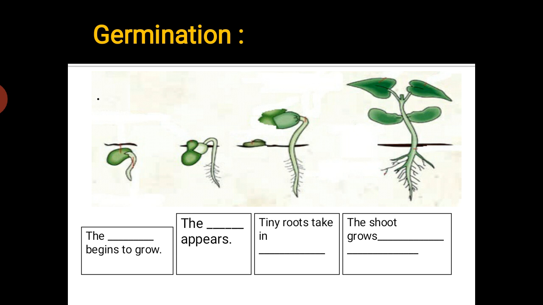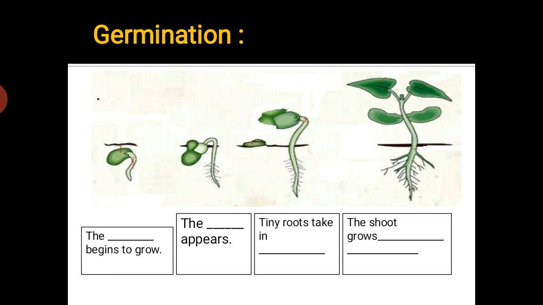So here you can see the pictures of the different steps as a seed gradually turns into a plant, and you have to tell how each step is completed. In the first diagram, you can see the dash begins to grow. What begins to grow? The seed. Here what you have to write? The seed begins to grow. Right. In the next one, the dash appears. What appears? As you can see here, the root appears. The root appears.